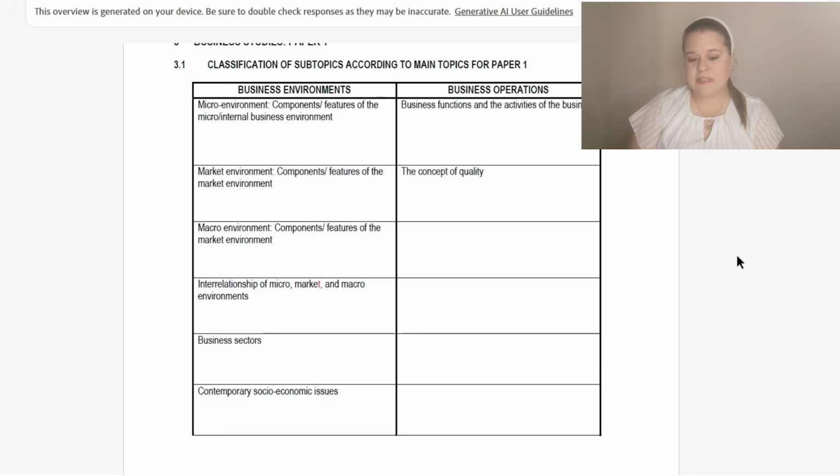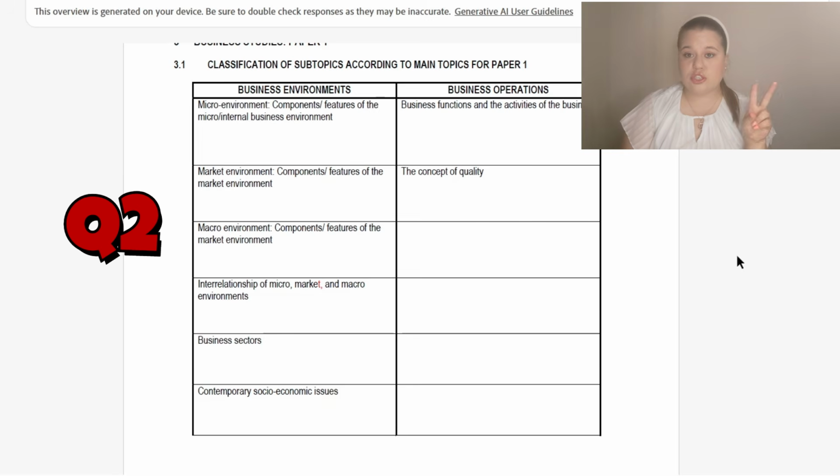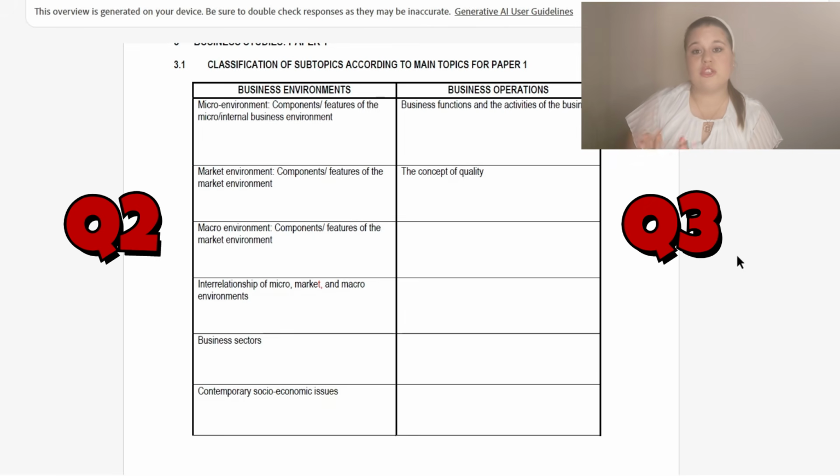All right, so how is it set out? We work from left to right. So you're going to have the business environments. You're going to see there in business environments that you are going to be asked in question 2 questions only on the business environments: micro, macro, market, interrelationship, business sectors, and socioeconomic issues. Then when we move to question 3, you are only going to be asked about business functions and activities and the concept of quality.